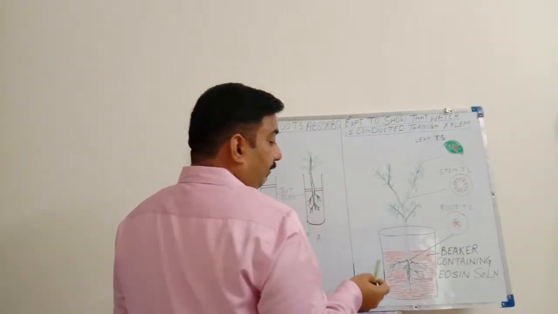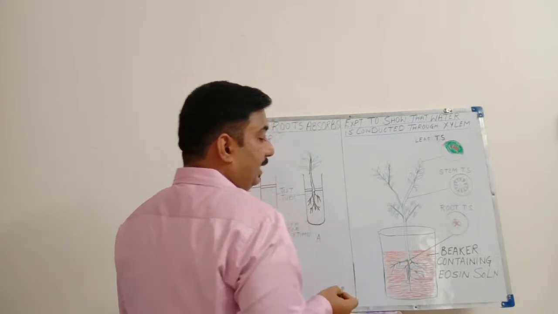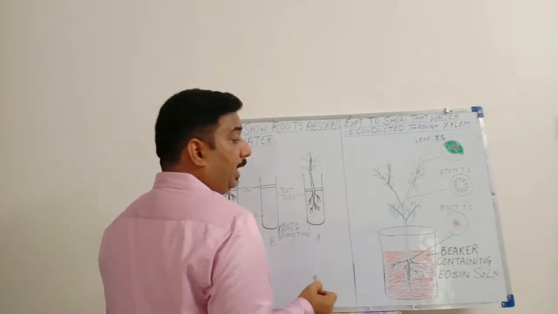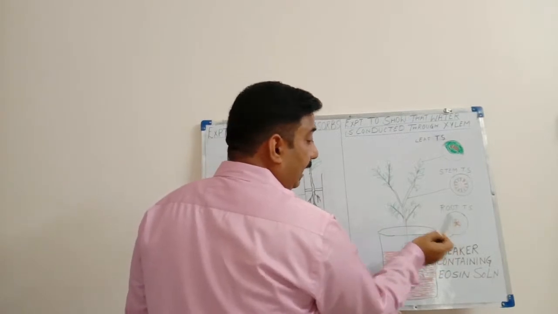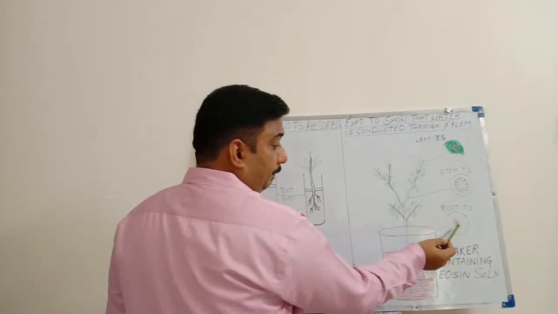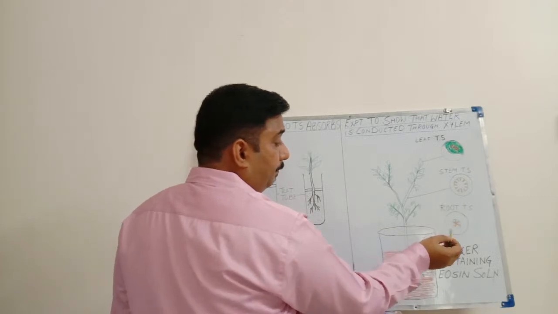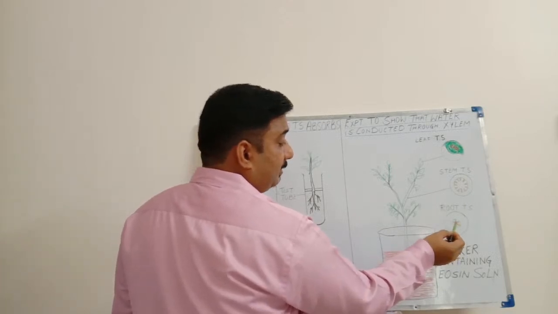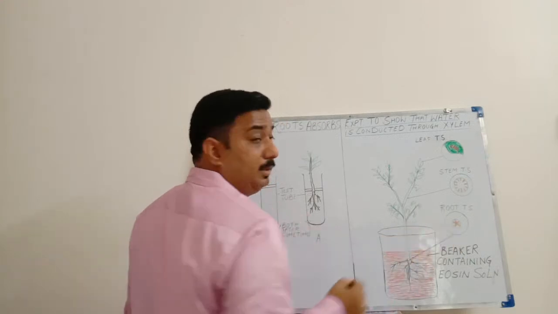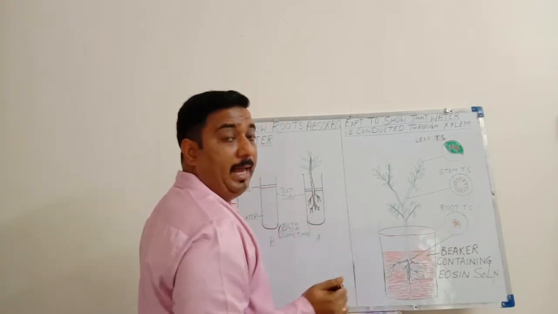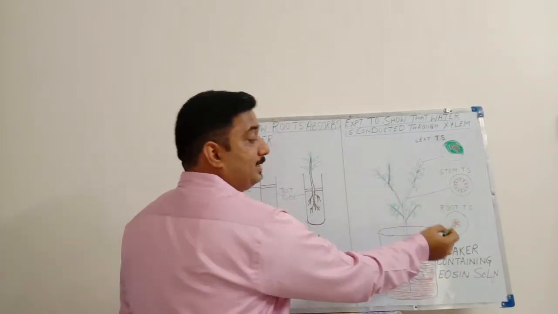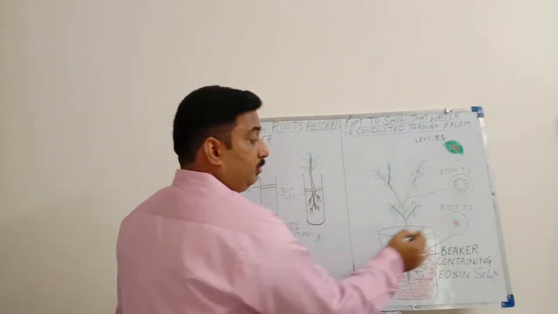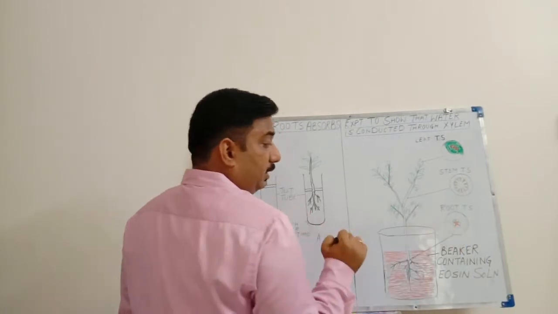So when we cut the transverse section of the root, we will find the centrally placed xylem. The central part that is formed of xylem has turned red. From where has it got the red color? Due to the conduction of this eosin solution, it has attained red color. So this will show the position of xylem.